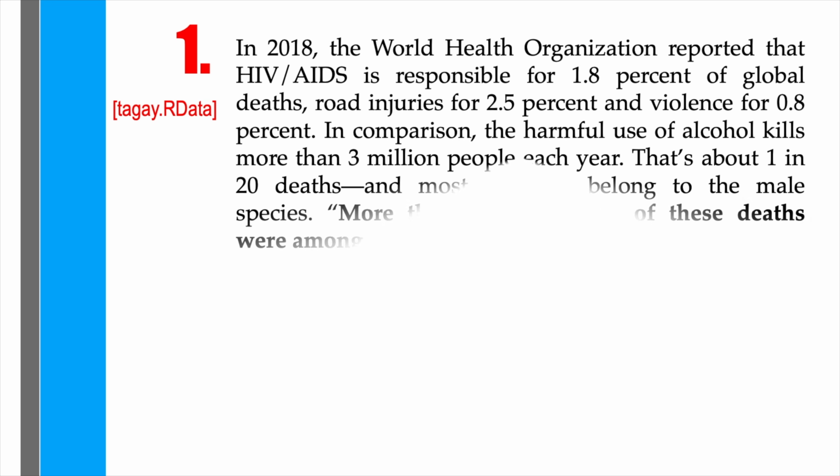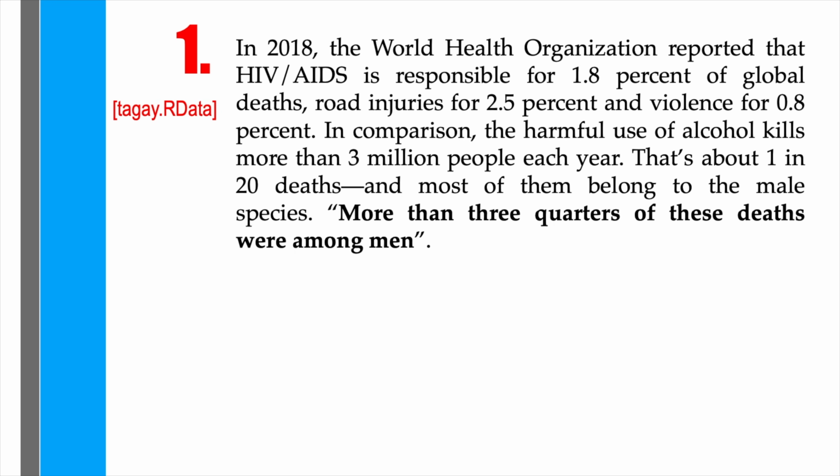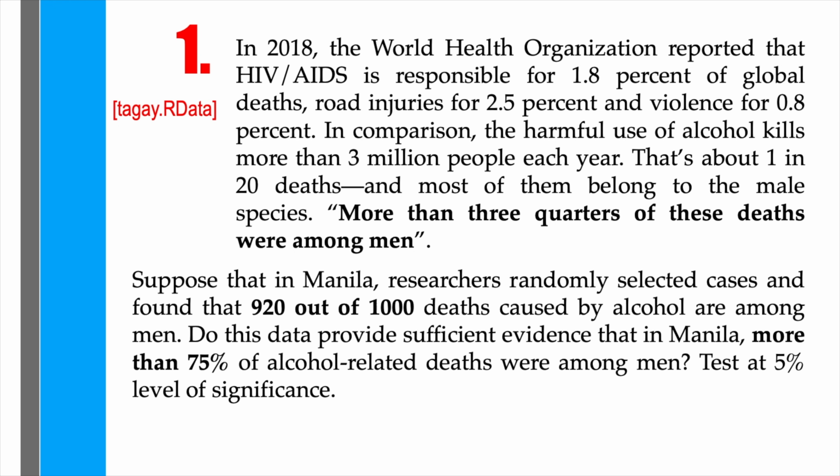In 2018, the World Health Organization reported that HIV or AIDS is responsible for 1.8% of global deaths, road injuries for 2.5%, and violence for 0.8%. In comparison, the harmful use of alcohol kills more than 3 million people each year. That is about 1 in 20 deaths, and most of them belong to the male species. More than 3/4 of these deaths were among men.